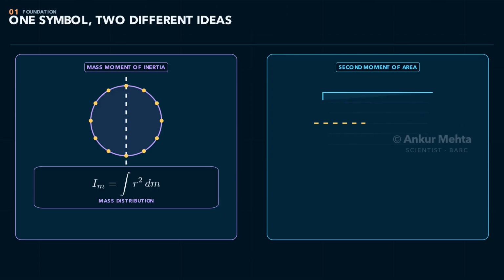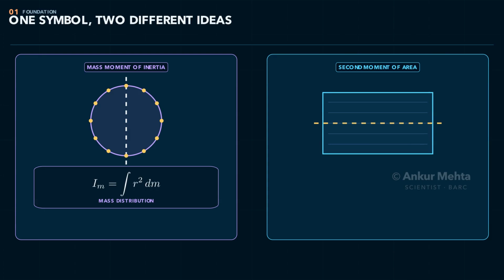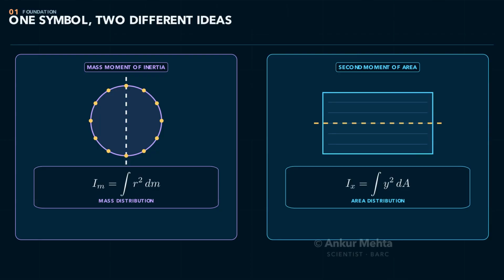Mass moment of inertia has units of kilogram meter squared and enters torque equals I alpha. Area moment of inertia has units of length to the fourth power and enters bending stress, beam deflection, and Euler buckling. This video builds the second idea from the first, so the familiar class 12 concept becomes a clear structural engineering tool rather than just another formula to memorize.